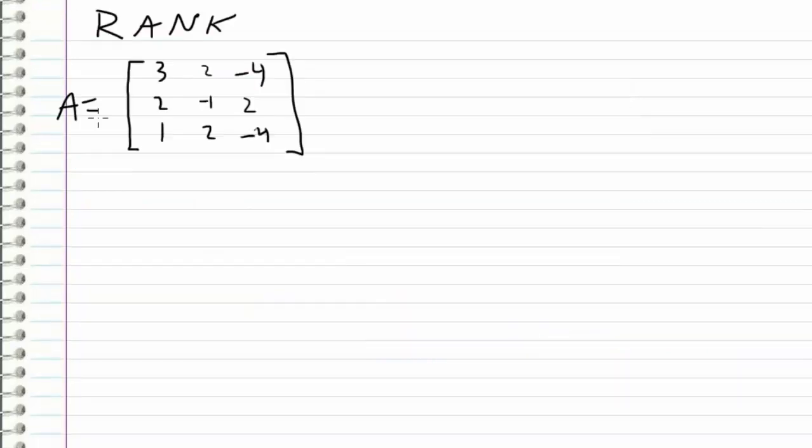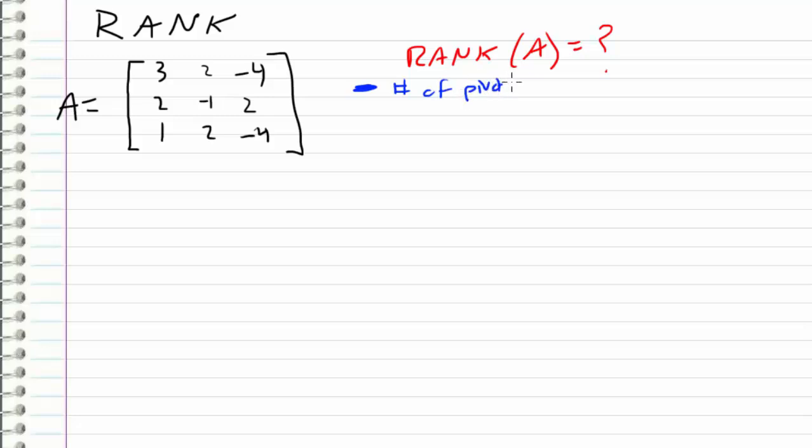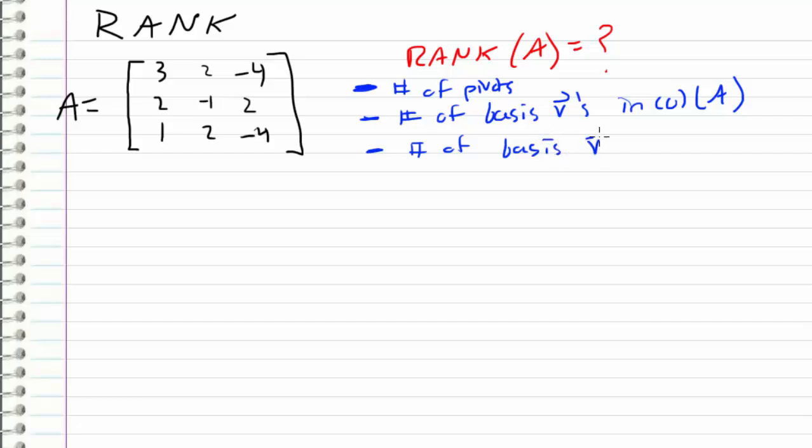So let me demonstrate this concept with this example. If I have this matrix A, which is a 3 by 3 matrix, and I want to find the rank of this matrix, I can do so in multiple different ways. I can either find the number of pivots, I can find the number of basis vectors in the column space of A, or I can find the number of basis vectors in the row space of A. So let's go ahead and row reduce this matrix. So I have 3, 2, 1, 2, negative 1, 2, negative 4, 2, and negative 4.